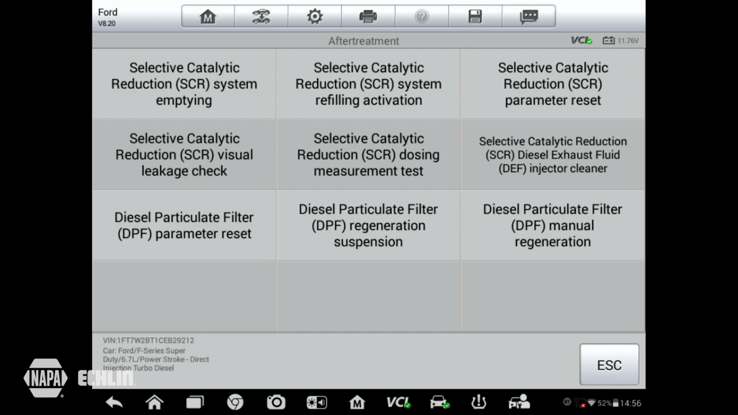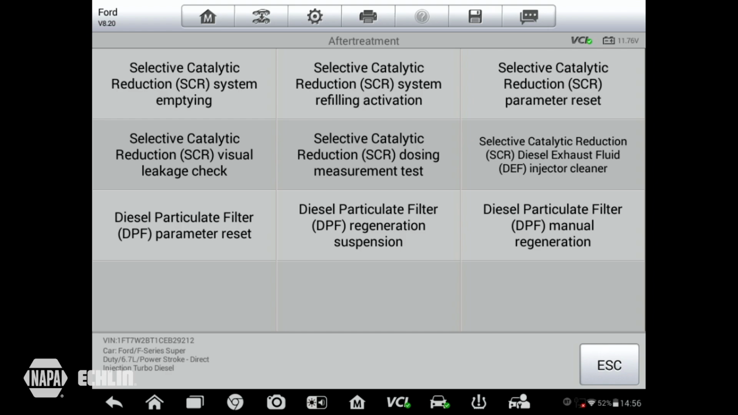We have the selective catalytic reduction, or SCR, system emptying. That is a function where we could activate it and empty the tank. If we remove the hose from the injector, that makes removal of the tank much easier. We can do a refilling activation of the system, and an SCR parameter reset. There is also a selective catalytic reduction visual leakage check, which I'm going to do in just a moment.